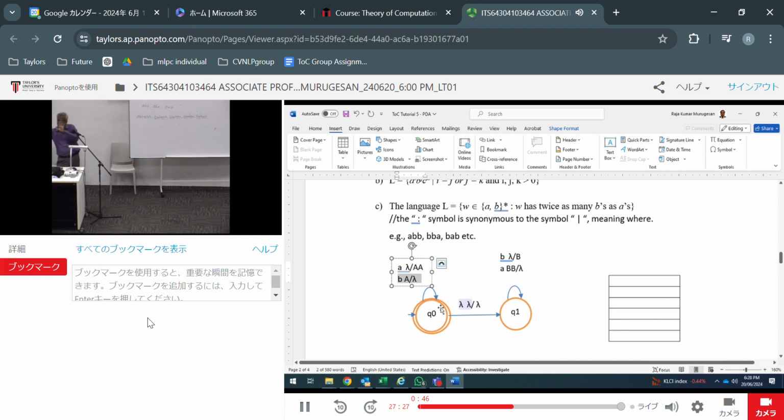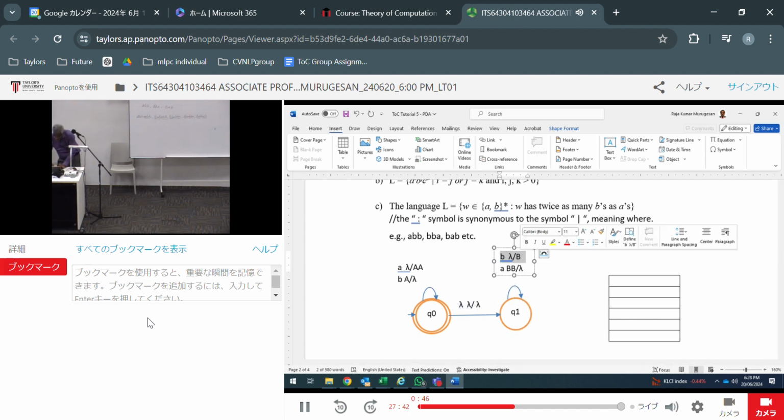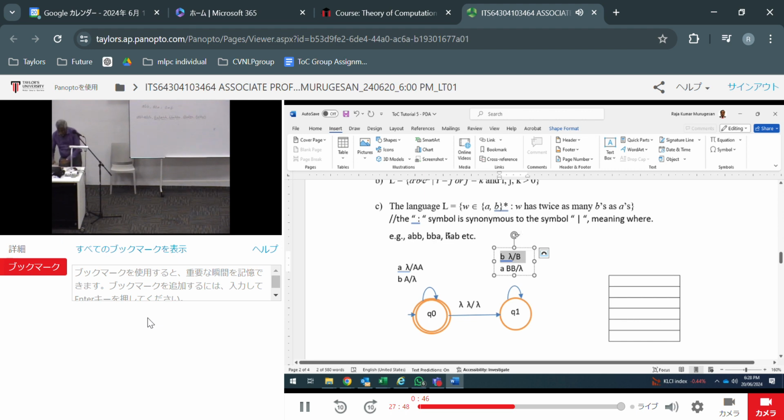Doing nothing, I go from Q0 to Q1. Now I am at Q1. Here I have an instruction: B means push B. So I am going to use this instruction to process this B. B means currently the stack top is empty, so I am replacing it with capital B. So I push B here.